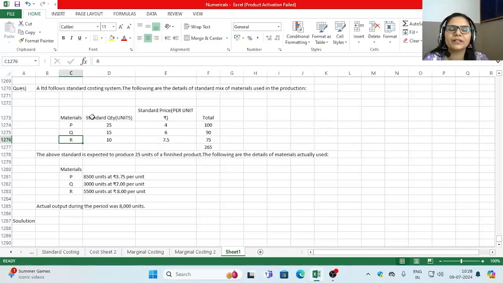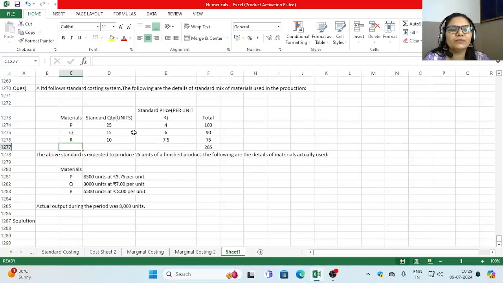If a final product is just made of one material, then definitely we will be calculating only three variances, that is material cost variance, material price variance, material usage variance. Now, if the product is made up of two or three materials, like in this question, P, Q, R, then definitely we will be calculating all five variances: cost variance, price variance, usage variance, mix variance, yield variance.